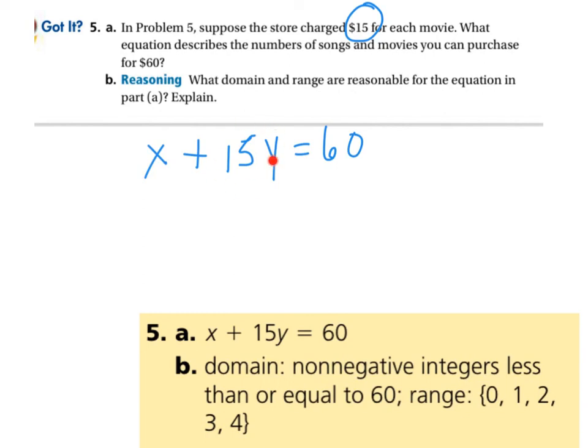Your range, though, changes a little bit. You can still buy 0 movies. You can now, though, only buy up to 4 movies. And I got that because I plugged 0 in for x, and I find that I get 15y equals 60. And when I solve, y is 4. So the max I can buy is 4. So your range is 0, 1, 2, 3, and 4 in this case. Alrighty?